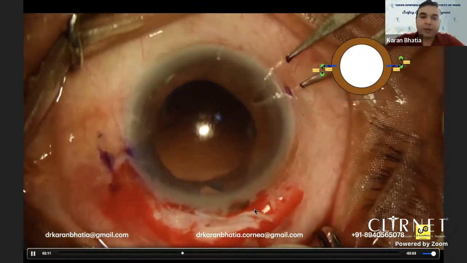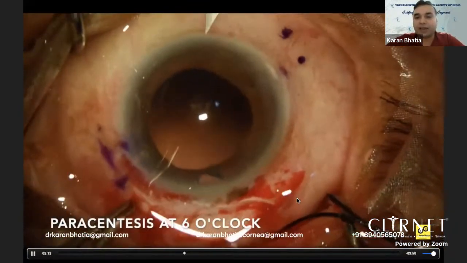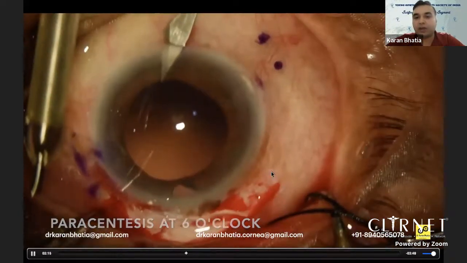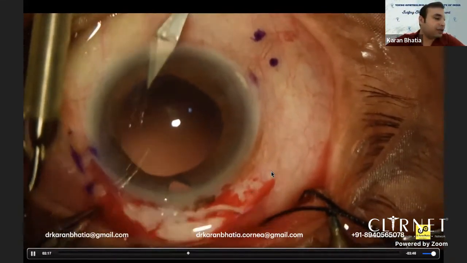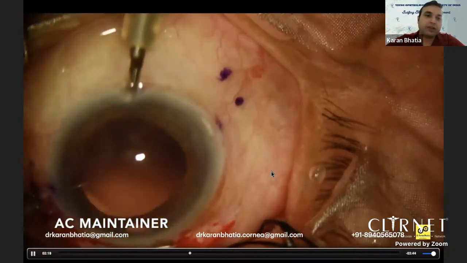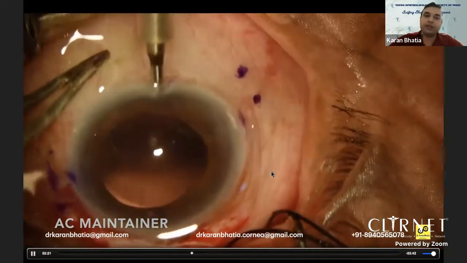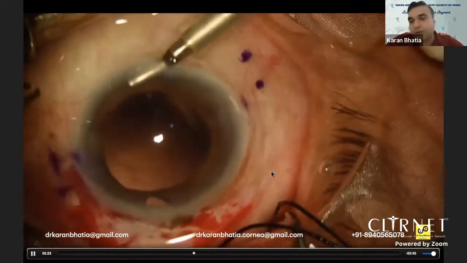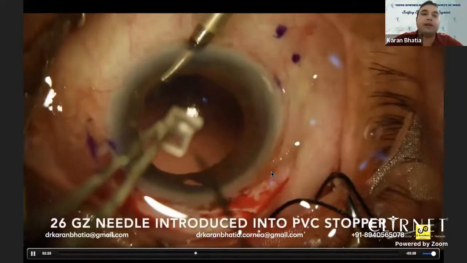A good idea would be that the tunnel should be slightly on this right side such that it's closer. I'll tell you the reasons for that. Then another side port is made inferiorly. So this is to introduce the AC maintainer. Using an AC maintainer really helps. You will really struggle if you don't use an AC maintainer in such cases.